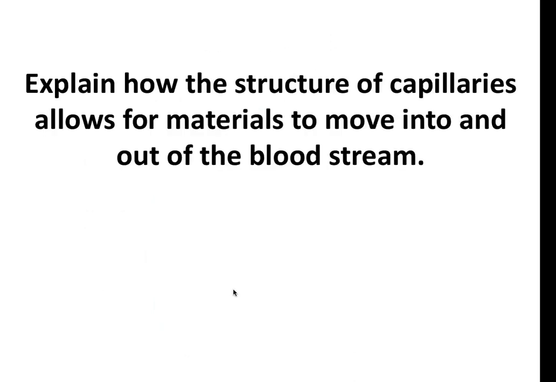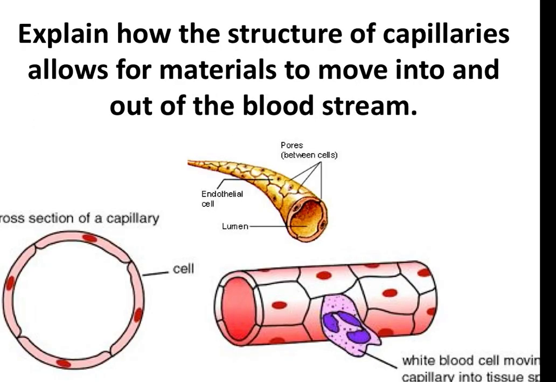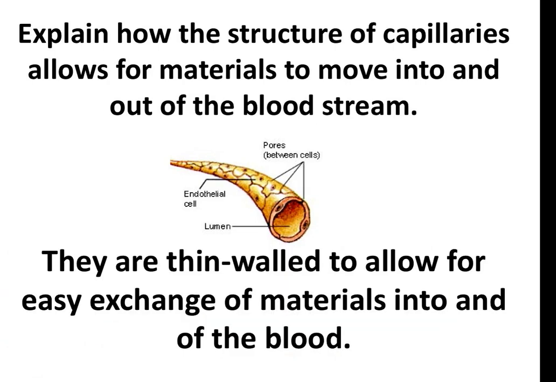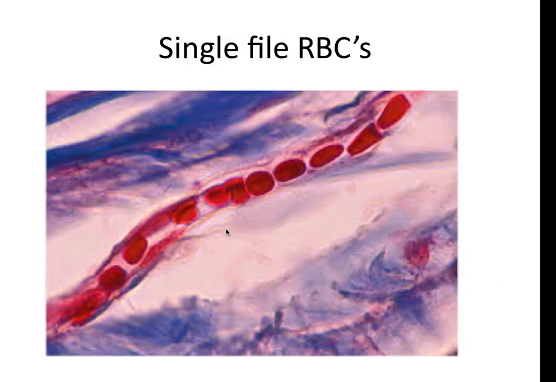Okay, explain how the structure of capillaries allows for materials to move into and out of the bloodstream. Well, as you saw before, basically it comes down to the fact that they're very, very thin-walled. They're very small and narrow and allow materials to diffuse through very easily. And here's a nice picture of red blood cells going single file. Sometimes we actually even say that the capillaries are leaky because the fluid leaks through. So in addition to diffusion, the actual fluid, aka the plasma, leaks through, and dissolved in that plasma are some of the nutrients and materials, etc.